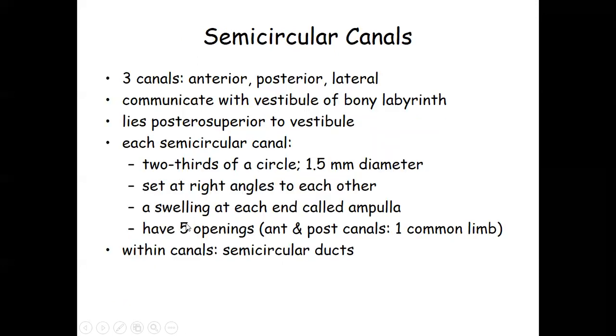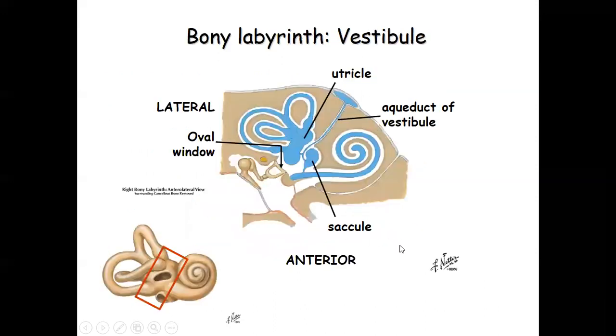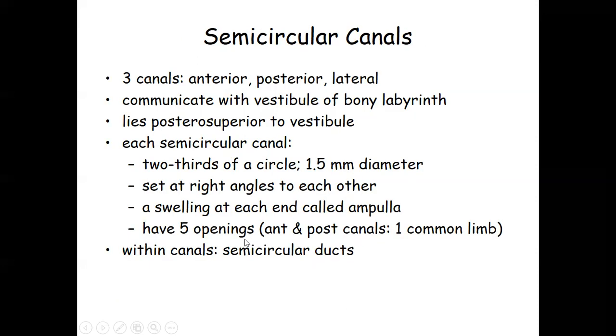And then it has 5 openings. Why do we only have 5 openings? Because the anterior and posterior canals join together to form one common limb. So you can see here, this one will join this one to form one common limb. That's why we only have 5 openings here.